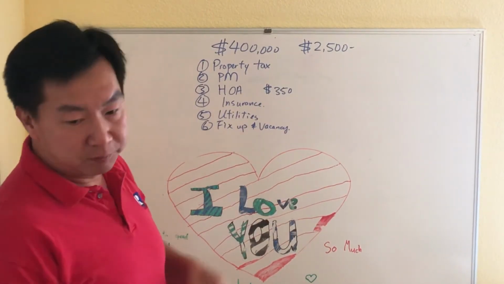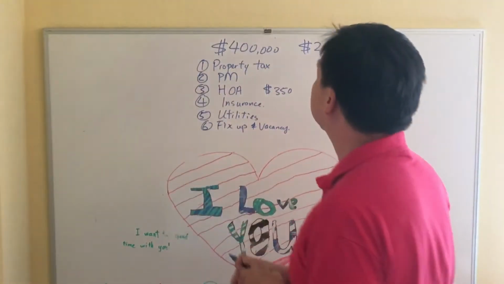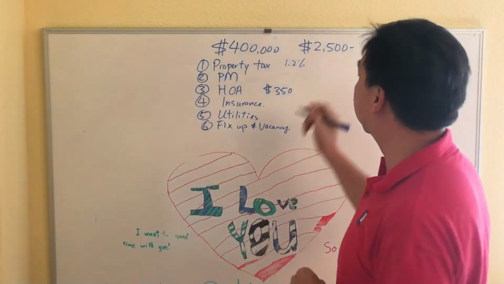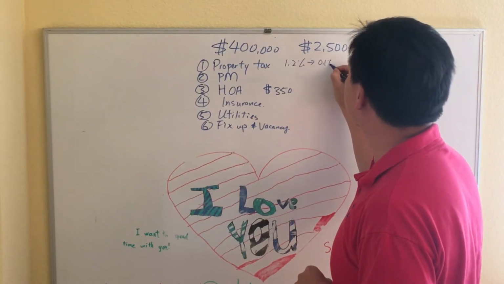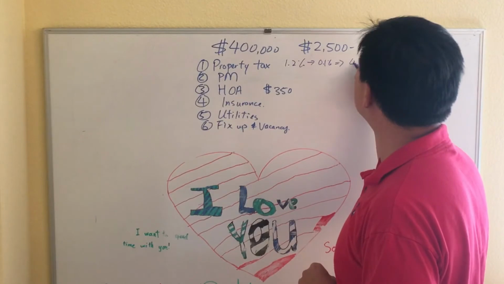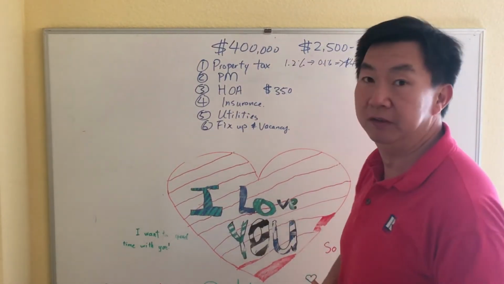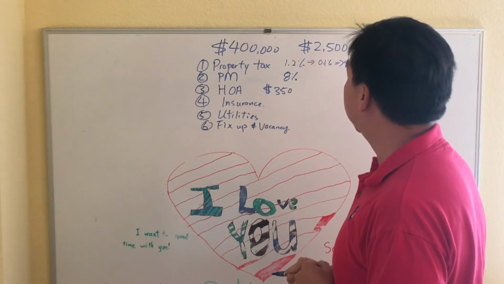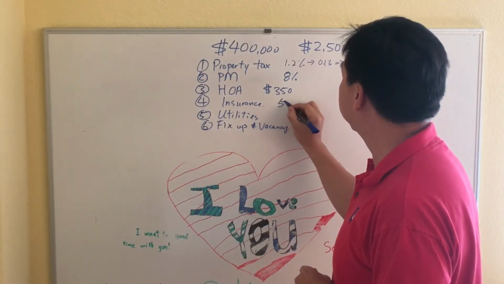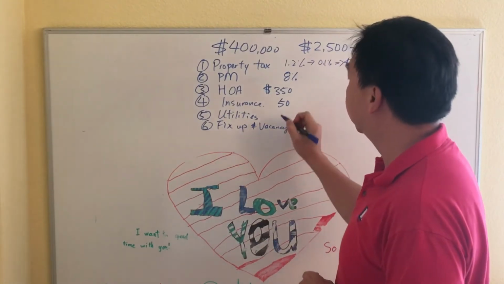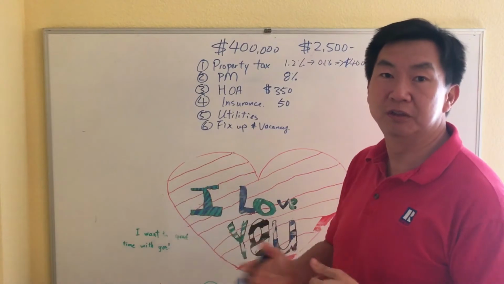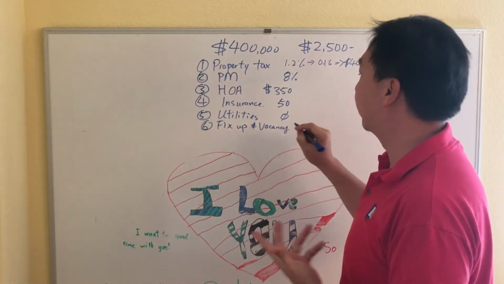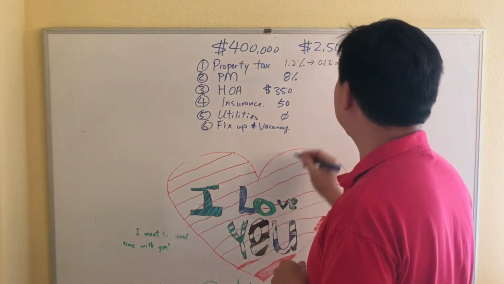So let's make it simple. To make the math simple, we just do 1.2% in property tax. That equals 0.1% a month, equals $400 a month. Okay, that's pretty simple. And a Bay Area property manager is probably 8%, right? And insurance, let's just say $50. Utility, since it has HOA, and HOA sometimes includes the garbage and water, let's do 0 for now, and let's do 5% vacancy, 5% fix-up costs. Then that's 10%, right?